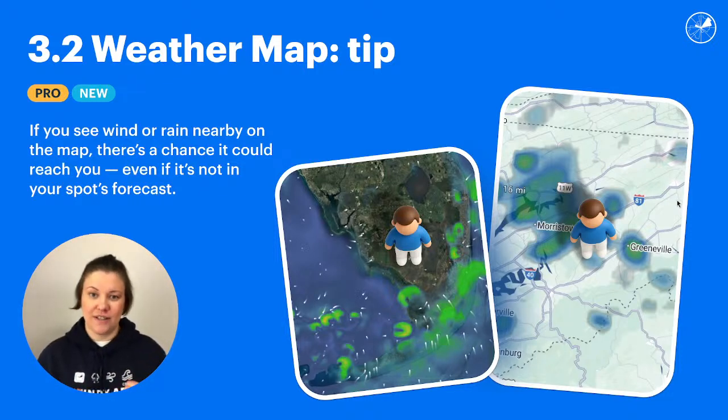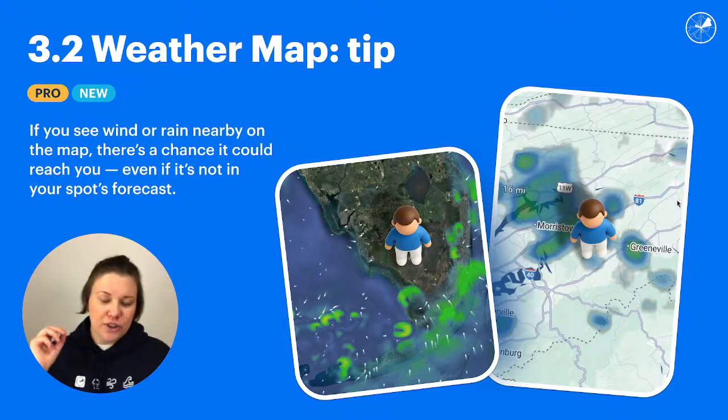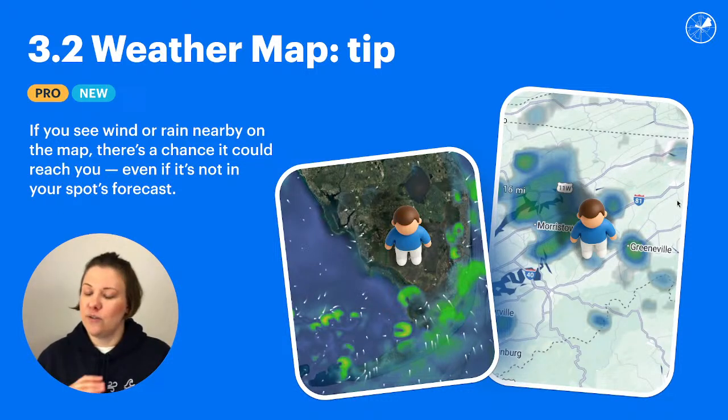What I mean is, if you look at those two examples on the screen, if you don't see rain or wind in the forecast, but you open the map and you see that there's wind and precipitation somewhere close to you, then you should expect that it could happen on your spot also. Because the forecast can easily be off by, let's say, 10 kilometers, and that can make all the difference. So I would encourage you to always look at the map to see what's going on around you.